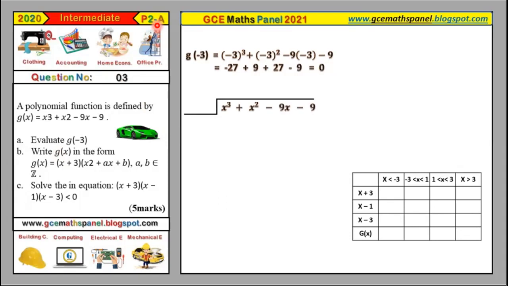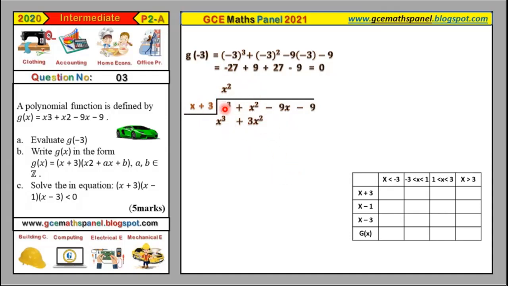Since the value is already known, even if it was not given, we would know that it's x plus 3. So divided by x plus 3. So x cubed, this x cubed here, divided by x gives us a value of x squared, which we write here. Now this x squared times this x here will give us x cubed. This x squared times plus 3 will equally give us plus 3x squared.